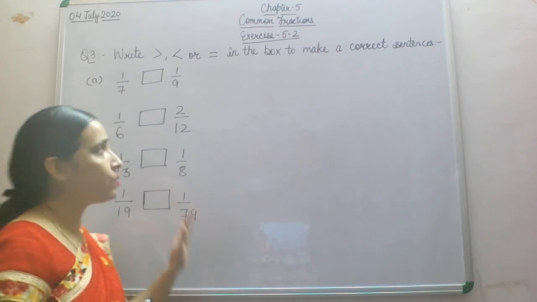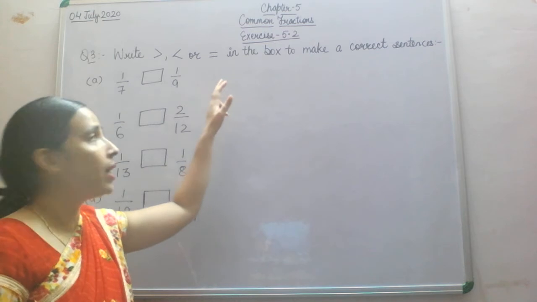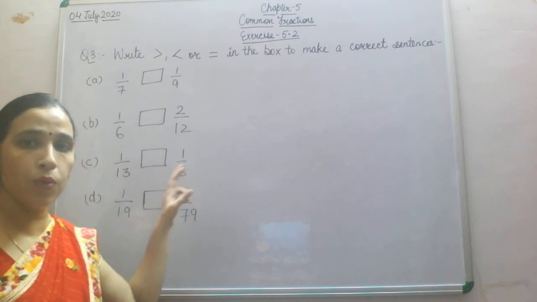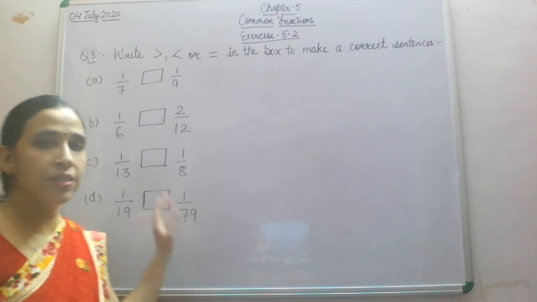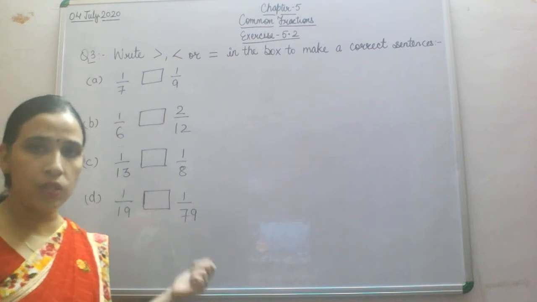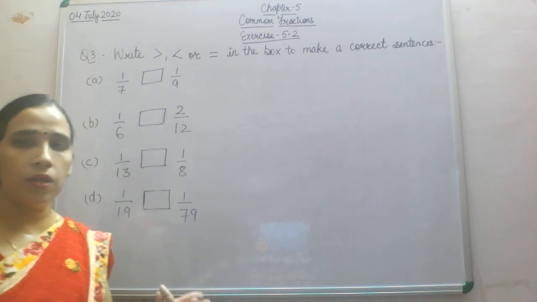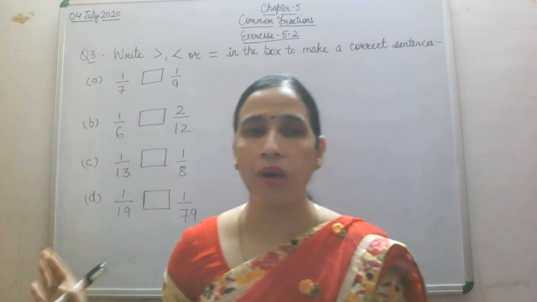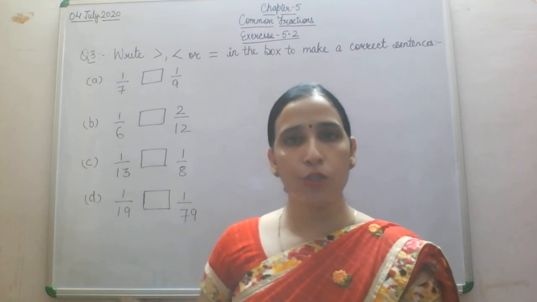The question is: write greater, smaller or equal to in the box to make a correct sentence. That means which symbol you will use to fill the blank, or which fraction is greater, which one is smaller or equal to the other fraction. So basically we have to do comparison of fractions. Let's do this.